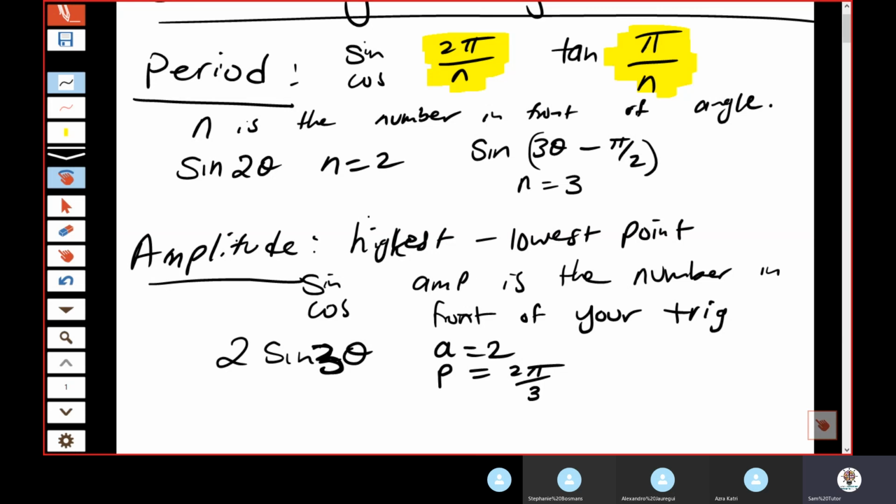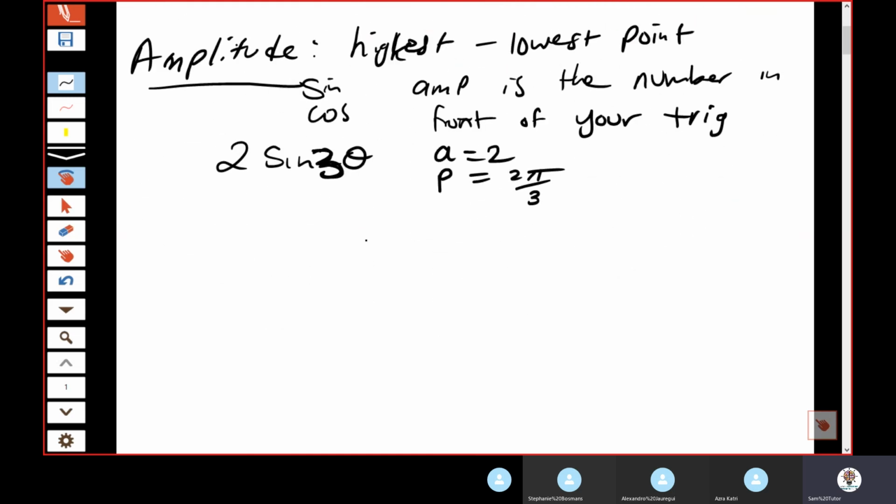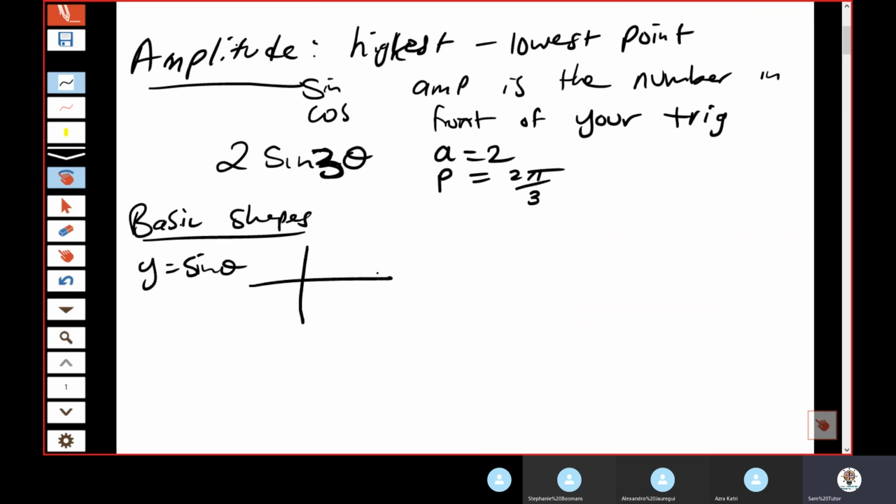Period is just how many times you'll see one sine, but I'll explain that in a second still. Any questions? No? We're good. Then we need to know our basic shapes or basic curves. So for y equals sine theta, you've got to memorize it looks like this. 2 pi, 360 degrees, pi and 0, goes up 1, goes down -1.